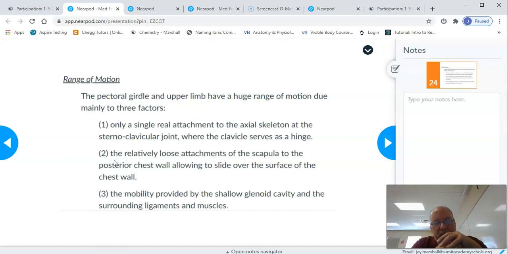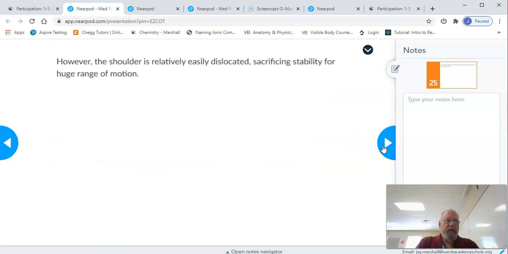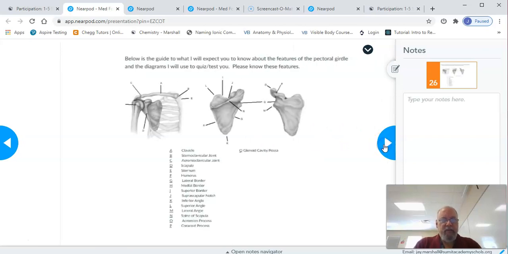And then the mobility provided by the shallow glenoid cavity and the surrounding ligaments and muscles is also key. There's nothing directly holding the shoulder together. So the mobility is very, very great, while at the same time the shoulder joint and the surrounding muscle and tissues are at risk from injury because it's not as stable as it could be. Okay, so the shoulder is relatively easily dislocated, sacrificing stability for a huge range of motion.